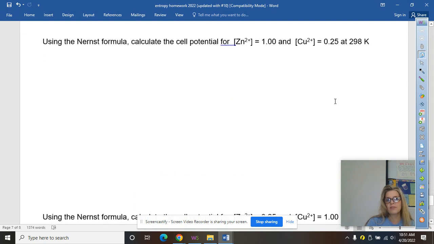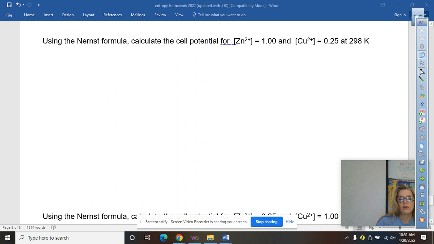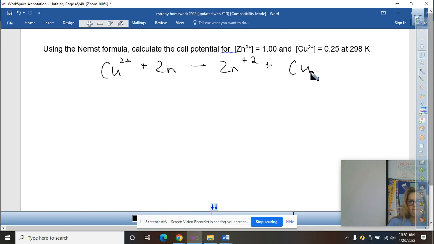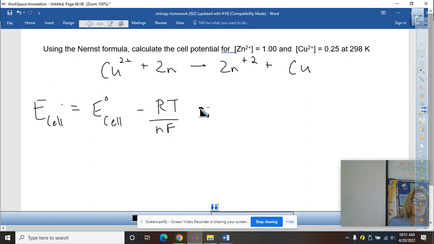Okay, what if we have the same cell, but we don't have our standard? So we said our reaction was this. I'll show you how to use the Nernst, and then I'll show you a much easier way. Our Nernst tells us the E of the cell not standard. So E of the cell equals our E standard minus RT over nF times the natural log of Q.